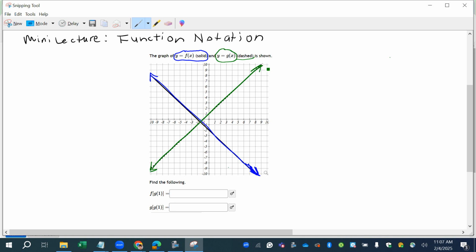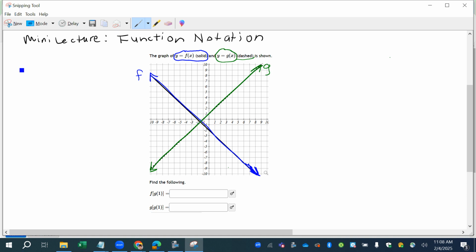So now whenever I'm talking about the function g, I can also refer to it as the green line. And likewise, whenever I'm talking about the function f, I can refer to it as the blue line. Okay, so I can just have multiple ways of referring to these things. That's a start. All right, now let's talk about what each one of those things actually mean.